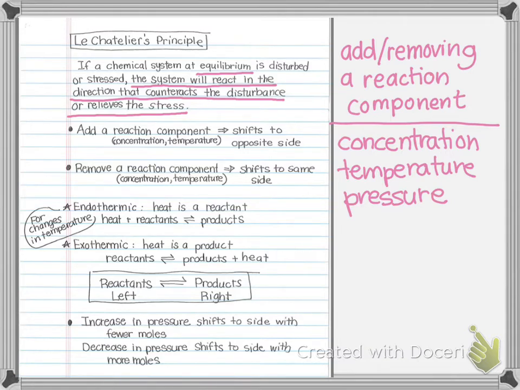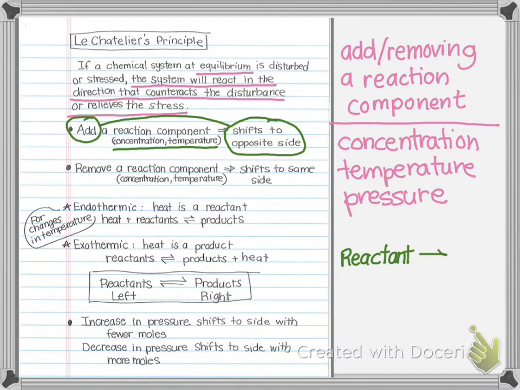So let's look at what would happen. First, we're going to categorize it. How does it respond when you add a reaction component? In this case, we're talking about changing the concentration or temperature. And you can see here when you add, it will shift to the opposite side. So you may think, well, what are we talking about sides? Well, remember, we have two sides of a reaction. We have the reactant side and the product side. Reactants are on the left and products are on the right.